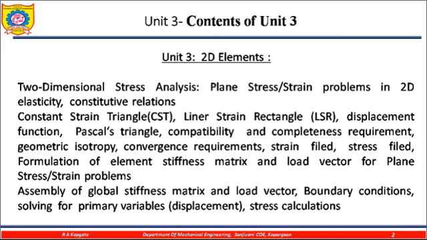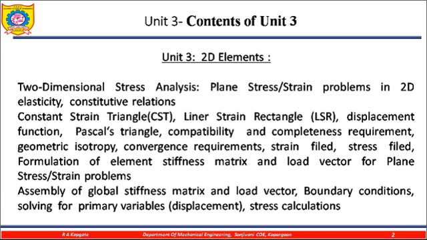There is a very important issue that we need to focus on: the derivation of the element stiffness matrix formulation and the load vector for the plane stress and strain problem. We need to do that study also. Similarly, as we already know, we do the assemblage to get the global stiffness matrix and the load vector, apply the boundary conditions, and solve the primary problems, meaning the displacement and the stress, in this chapter.